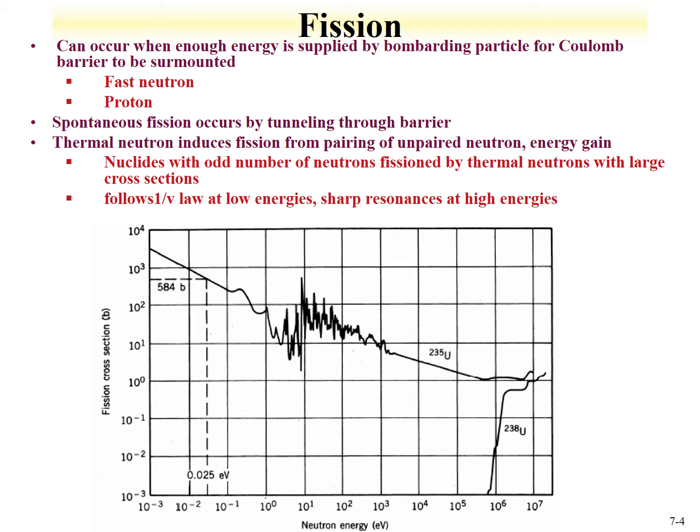As we've already said with Georgy Flerov's work on spontaneous fission, that's fundamentally similar to alpha decay, where we get tunneling through a barrier. We've already discussed that this thermal neutron can induce fission from pairing of unpaired neutrons. That pairing produces energy, and that energy goes into the nucleus, which can be useful for inducing the fission. So nuclides with odd number of neutrons can be fissioned by thermal neutrons with large cross sections, as is shown here, where we see the fission cross section high.